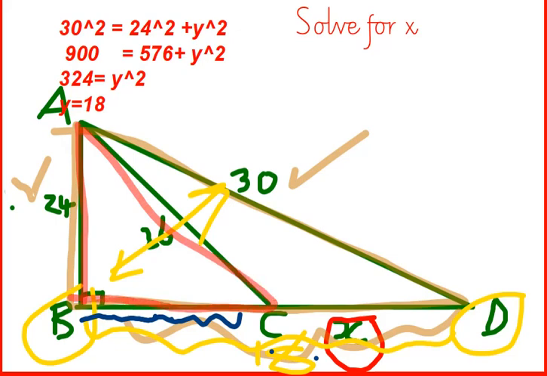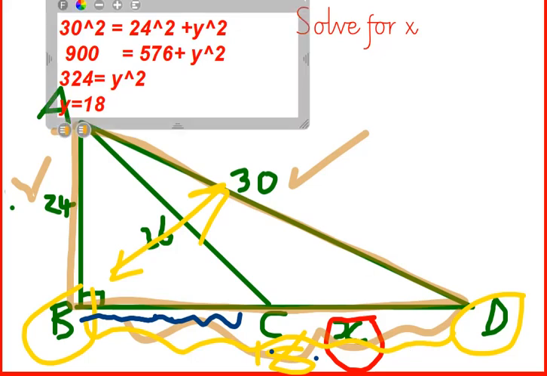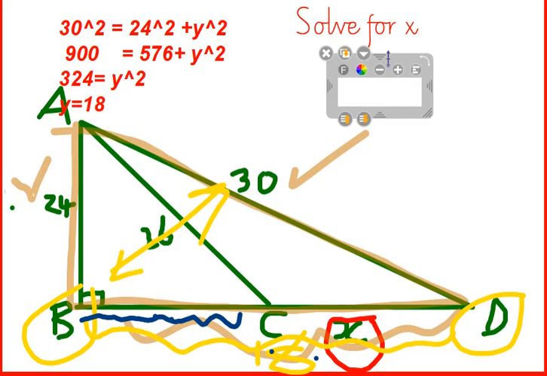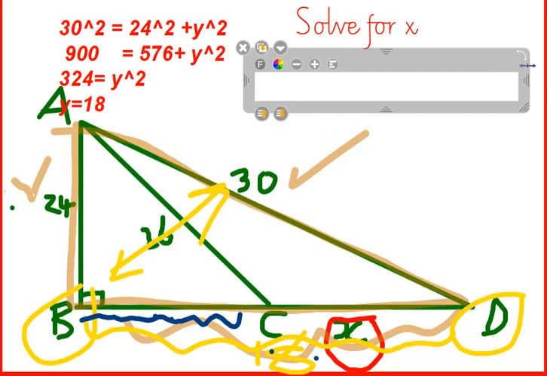So triangle ABC will help us get our x, or the distance in blue. So let's write that. Our hypotenuse in this case is 26. So 26 squared is equal to 24 squared plus the blue part, let's call it m squared.